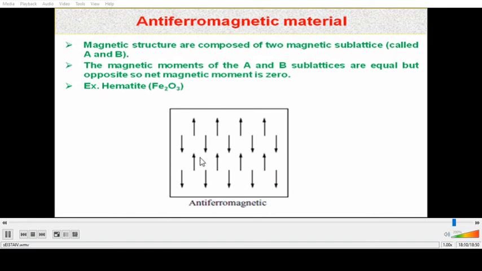So in this figure you can easily see how they will cancel out. This is sublattice A and this is sublattice B. Magnitudes are the same and both are in opposite directions, so they will cancel out each other and so result in zero net magnetization. So this is all about classification of magnetic materials on the basis of how the materials respond to an applied magnetic field.